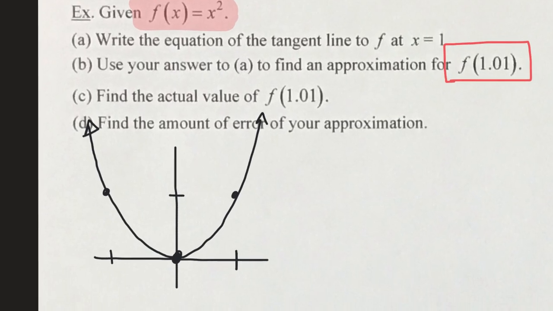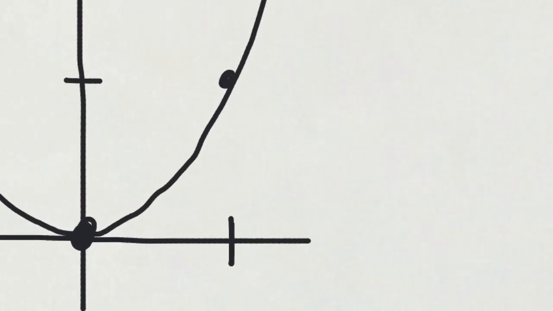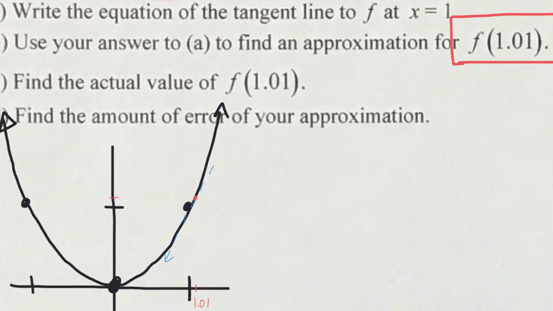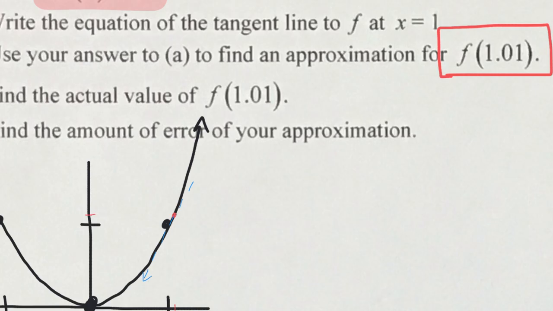We want to know what is the y value for 1.01. What is that y value right here? It's going to be something really close to positive 1, and we're going to use our tangent line to approximate that. So that's basically what we are doing, finding the y value for a given x value, but not the exact. We're going to use an approximate. And of course, the closer that we actually get, the better the approximation is going to be.